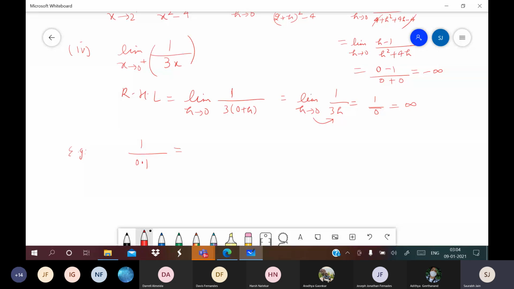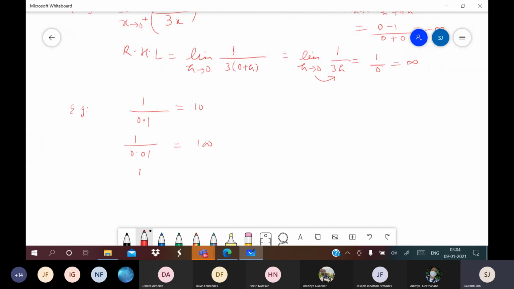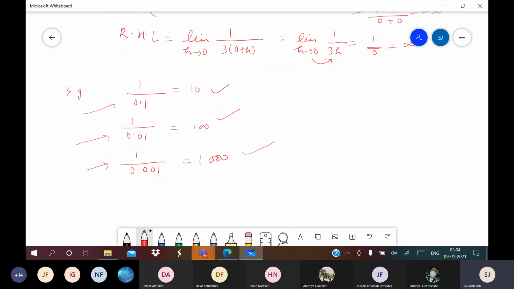1 upon 0.1 will be 10. 1 upon 0.01, 100. 1 upon 0.001, 1000. Are you getting it? What is happening? When you take this denominator close to 0, the number is continuously increasing.